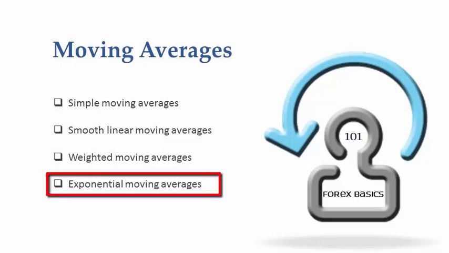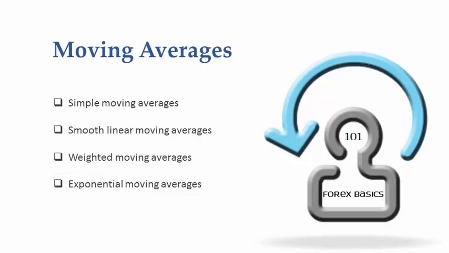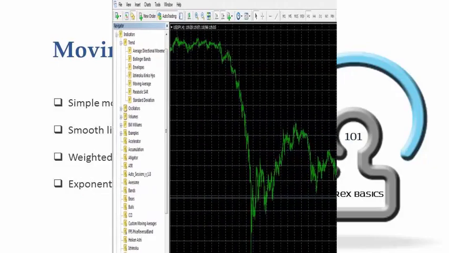moving average. Although moving averages are lagging indicators and therefore by definition will give late entry and exit signals, the exponential moving average tends to be faster. So let's go ahead and add a moving average to our chart.